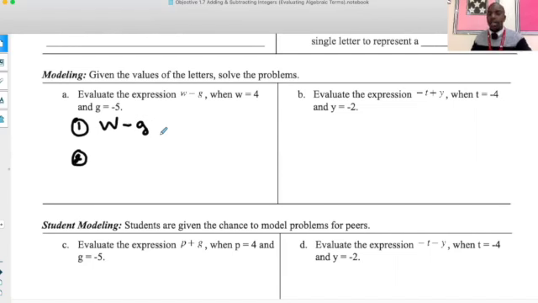But substitution is really a way of switching or swapping something for another. So in this case, we're going to swap or switch the number 4 for the letter W. So every time we see W, we're actually going to put the number 4.